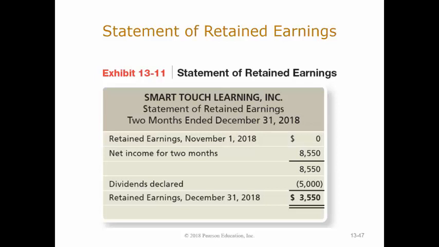Like all companies, corporations are required to have a financial statement which shows the change in the value of the business over a period of time. For a sole proprietorship or a partnership, this would be the statement of owner's equity. But corporations have way too many owners to have a proper statement of owner's equity. So instead, they will prepare a statement of retained earnings.